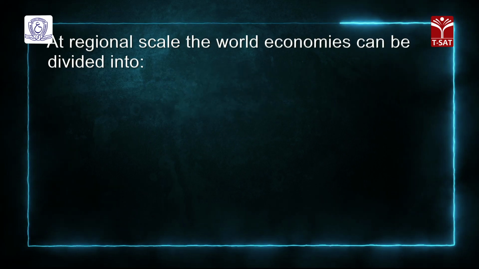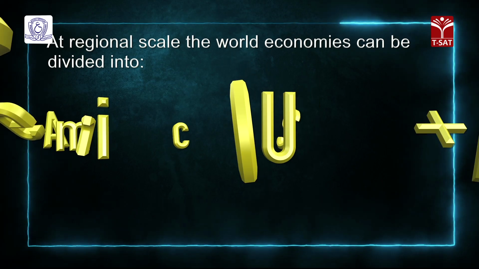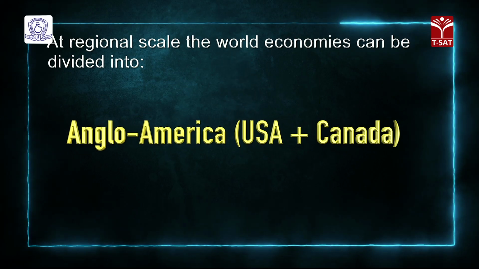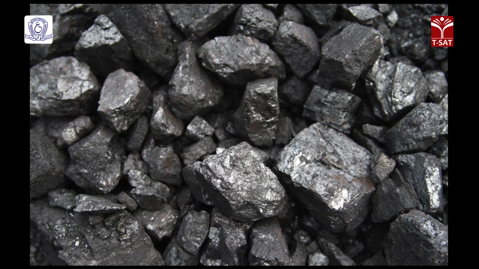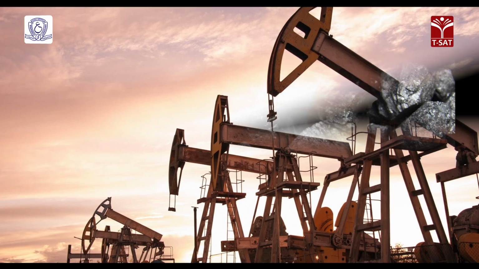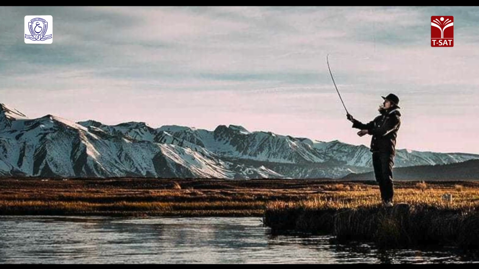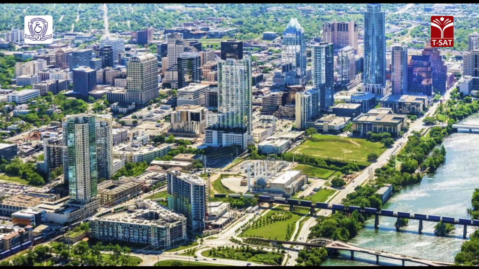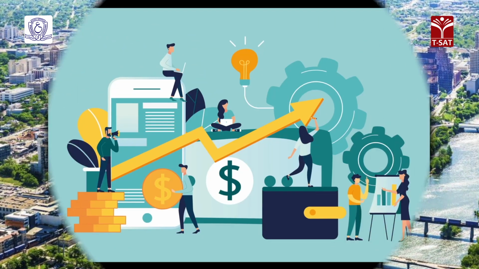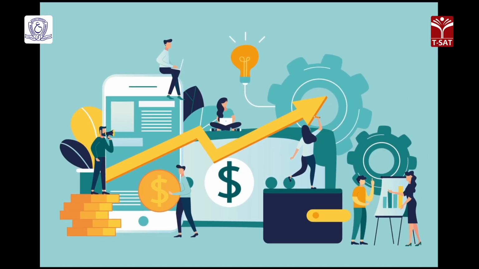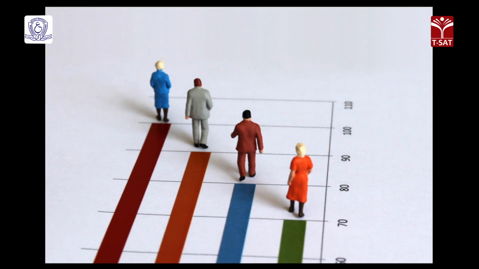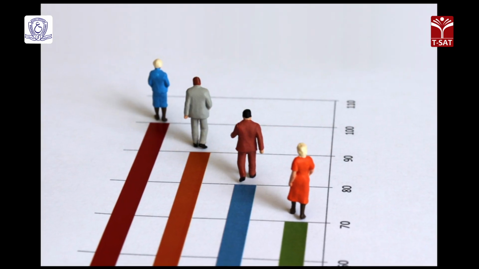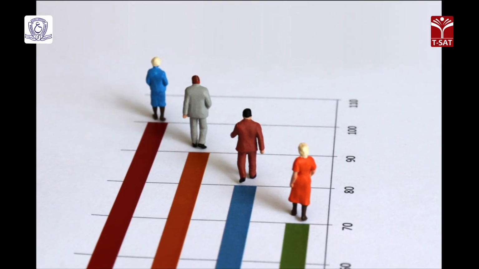At regional scale, the world economies can be divided into Anglo-America, in which USA and Canada jointly will come. These areas are resources rich such as iron ore, coal and petroleum in USA, tin, fishing in Canada, etc. These countries are characterized by high level of development, high standard of living, good economic conditions, high technology, etc. They have high demographic and social indexes such as life expectancy, sex ratios.